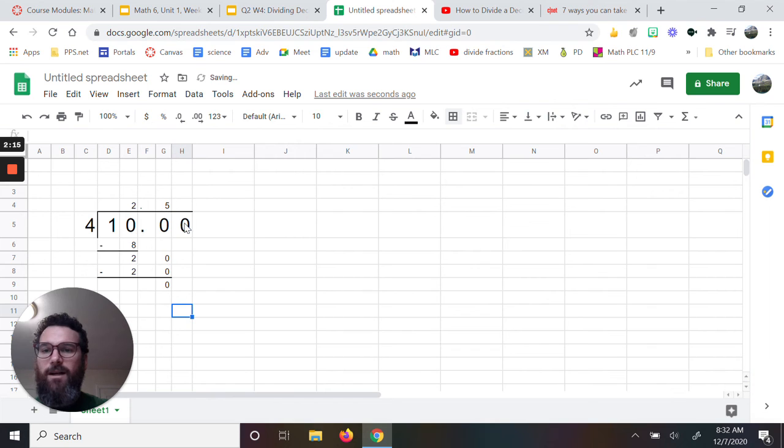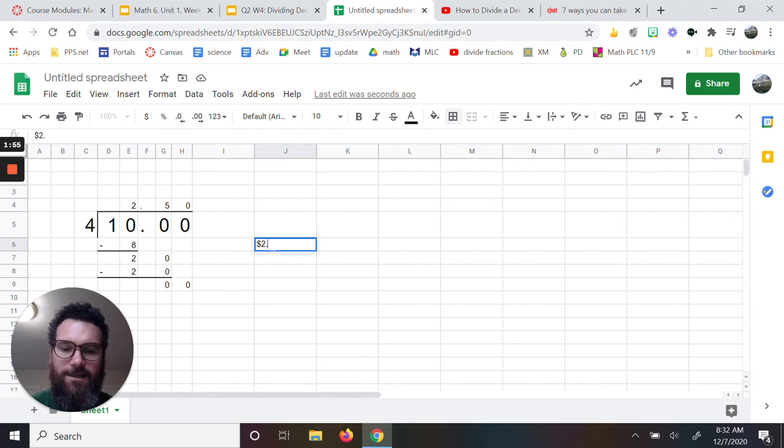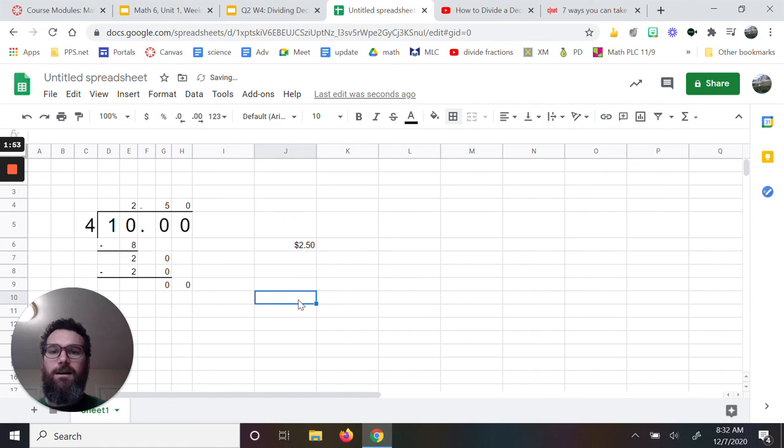And now we need to bring down this last 0, and 4 times 0 is going to get us 0. So then we know that $2.50 is what each person is going to get. So I can put that in this box here. Our quotient is going to be $2.50. Each person in our group is going to get $2.50 of that original $10.